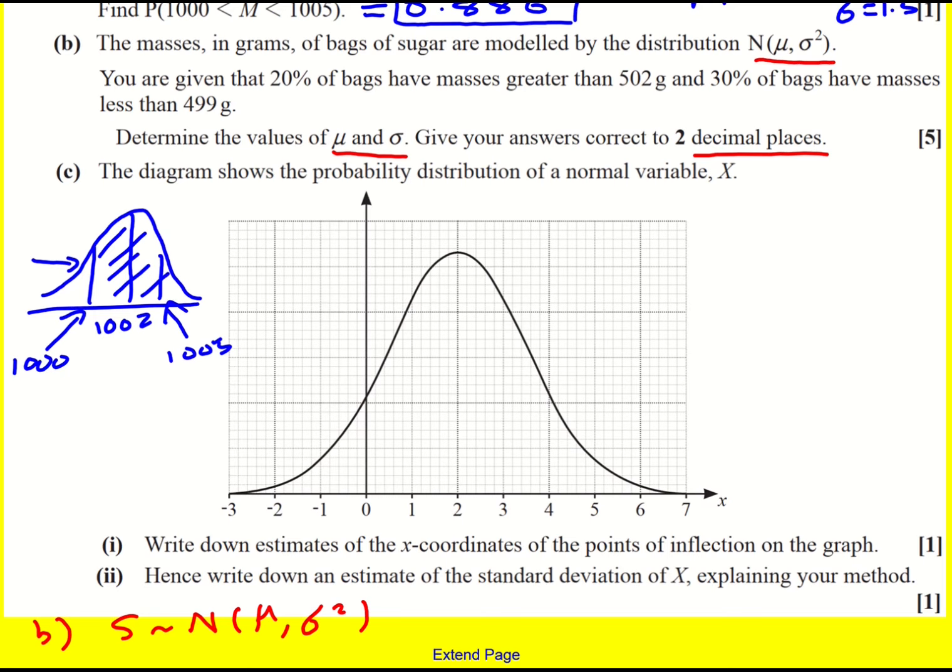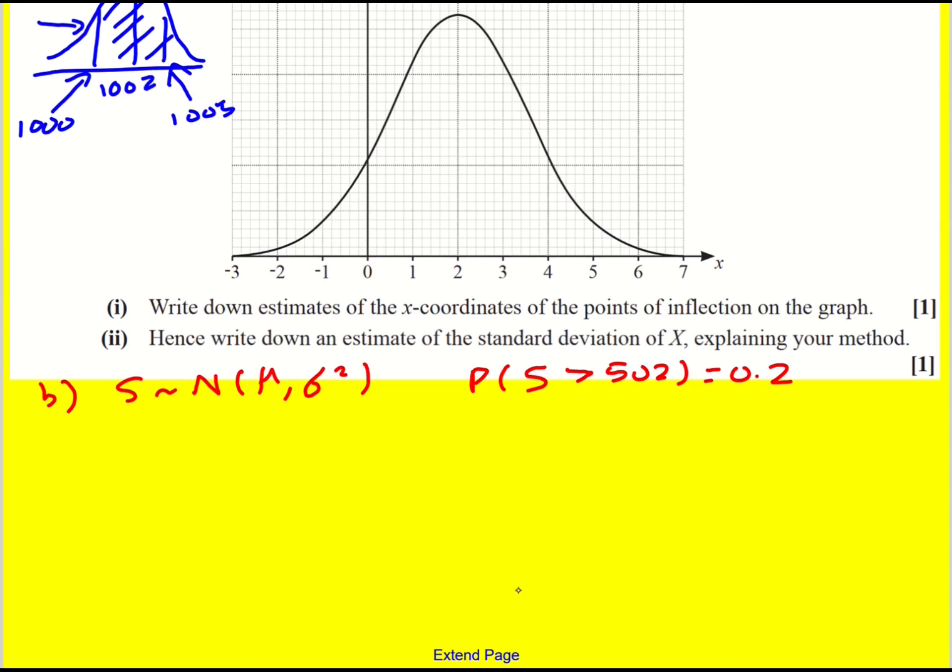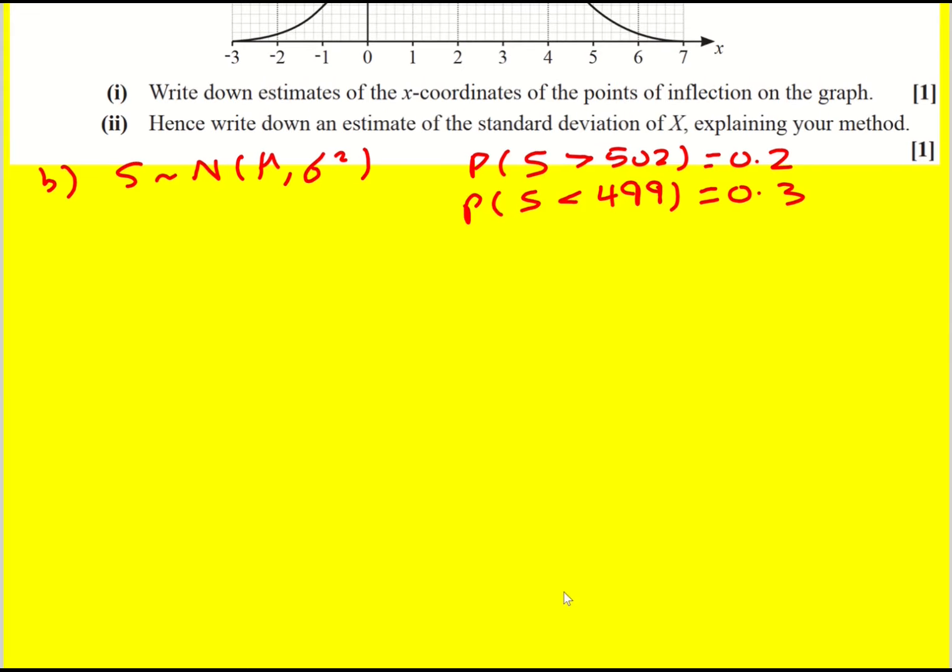We're given that 20% of the bags have a mass greater than 502. So that means the probability that S is greater than 502 is equal to 0.2. And then 30% have masses less than 499, so the probability that S is less than 499 is 0.3. Okay, we've got those two pieces of information. Now we're going to be using the inverse normal function in a minute, and to do that, I'm going to need to write it as S is less than for both of them. So less than 502 would actually be 0.8. That is the one I'm going to use.